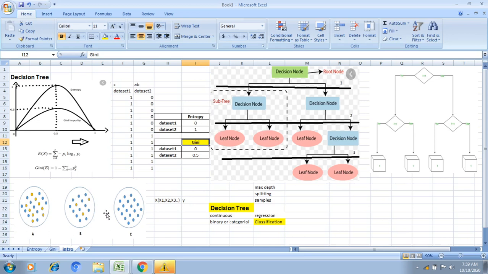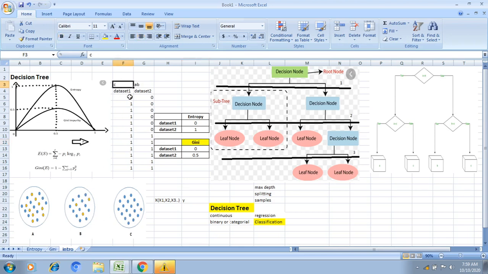For example, here I have taken some example samples. C contains all blue samples. That means all samples are the same color. A and B contain yellow samples and also blue samples. In both the data sets, they contain both yellow and blue samples. Okay, these two nodes we are calling impure nodes. This node is a pure node. Why? Because all the samples are blue. That's why this is a pure node, and these are impure nodes.